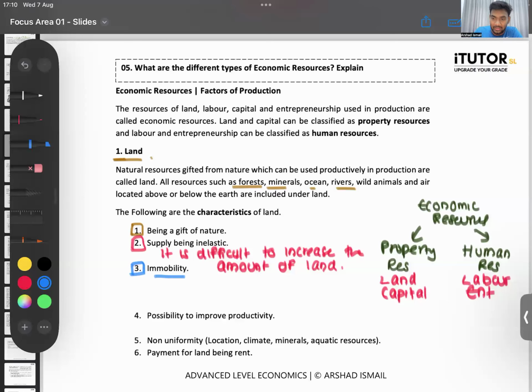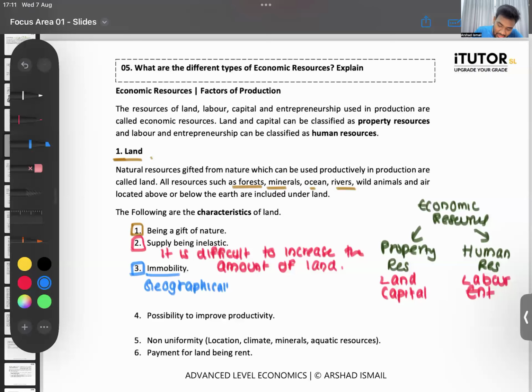What is mobile? Mobile means you can move from place to place. Then what is immobile? Immobile means you can't move it. So we say land is geographically immobile.